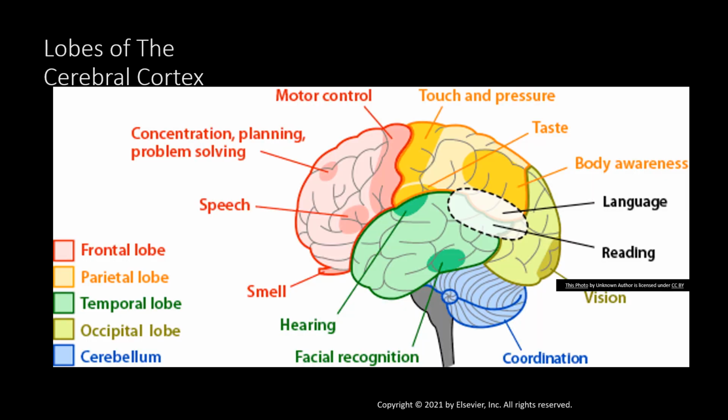Lobes of the cerebral cortex are extremely important. There are four main lobes of the brain, and each of them has a different job, and so it's important to know what each of them does so that if there is injury to one area, you know what kind of deficits to expect and therefore what kind of interventions to employ.